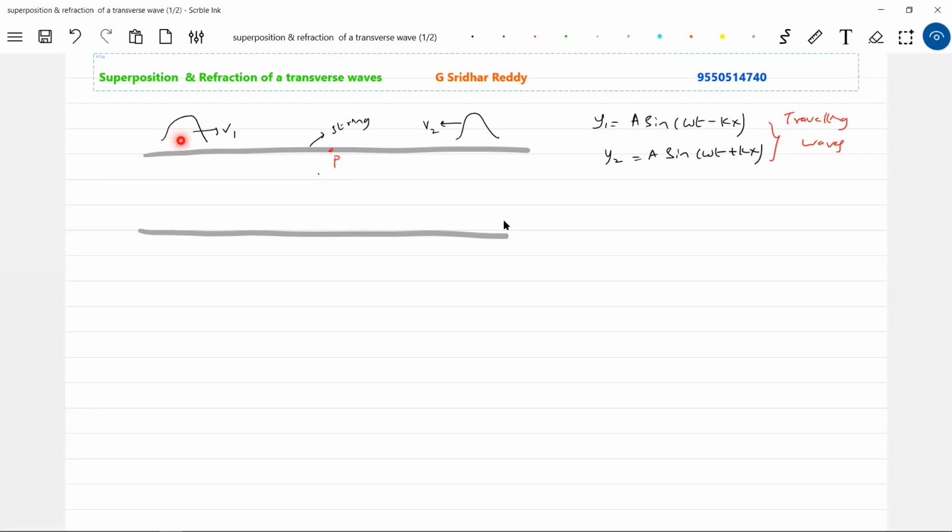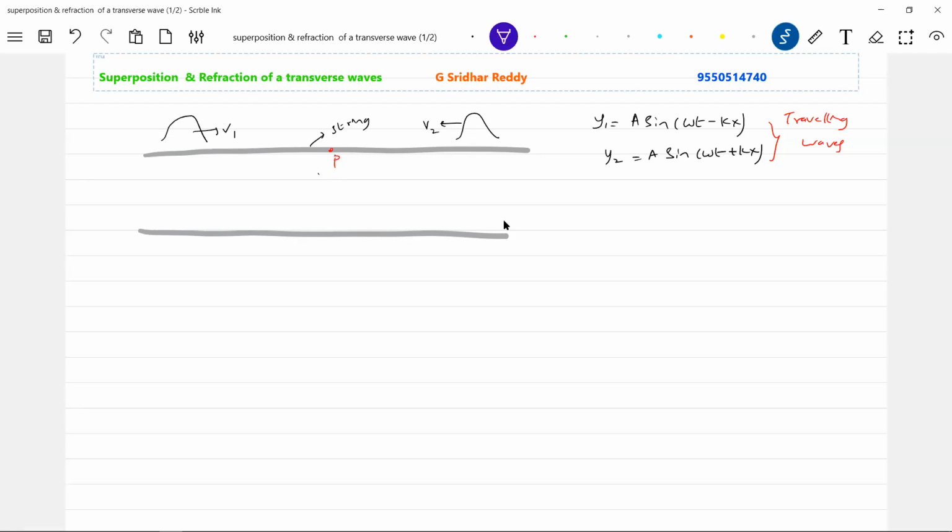Both these are real waves. Earlier we took one imaginary, one real. Now let both be real erect waves, or say erect pulses, and they are moving. I'm interested at point P. So what is the displacement of point P at a certain instant of time?